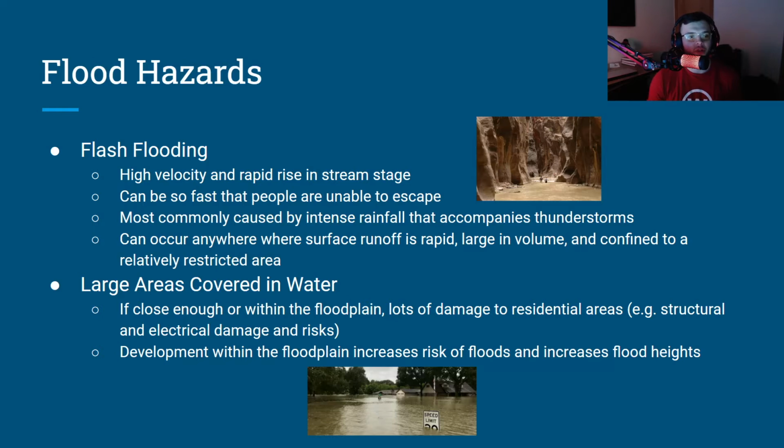So the hazards associated with floods are flash flooding and large areas covered by water. Flash flooding is when there are high velocities and rapid rises in the stream stage, and this can happen so fast that people are unable to escape, especially if they're in a confined area where these are likely to occur. And large areas covered in water is self-explanatory. The more area covered, the more likely it is that a residential area is going to be affected, and that means there's going to be structural and electrical damage that occurs with that.